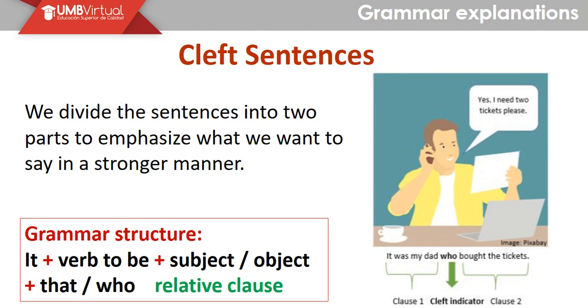For this one, the grammar structure is it plus verb to be plus subject or object plus that or who and the relative clause. It was my dad who bought the tickets. You were emphasizing according to the thing that you really want to focus on.